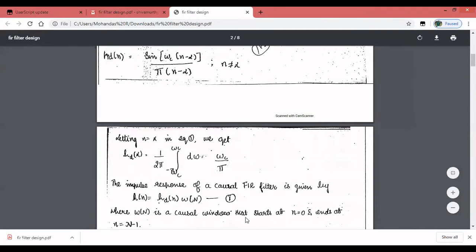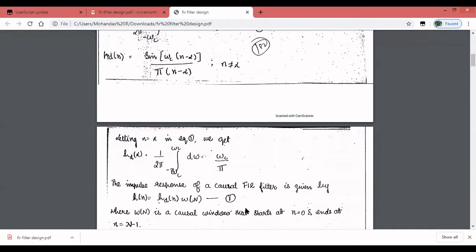w of n is the causal window that starts at n equal to 0 and ends at n equal to N minus 1. It can be capital N or capital M, nothing but the same, which I told you in the earlier classes also. So the impulse response of the causal FIR filter is given by h of n equal to h_d of n into w of n, where w of n is the causal window, starting from n equal to 0 and ending at n equal to N minus 1.